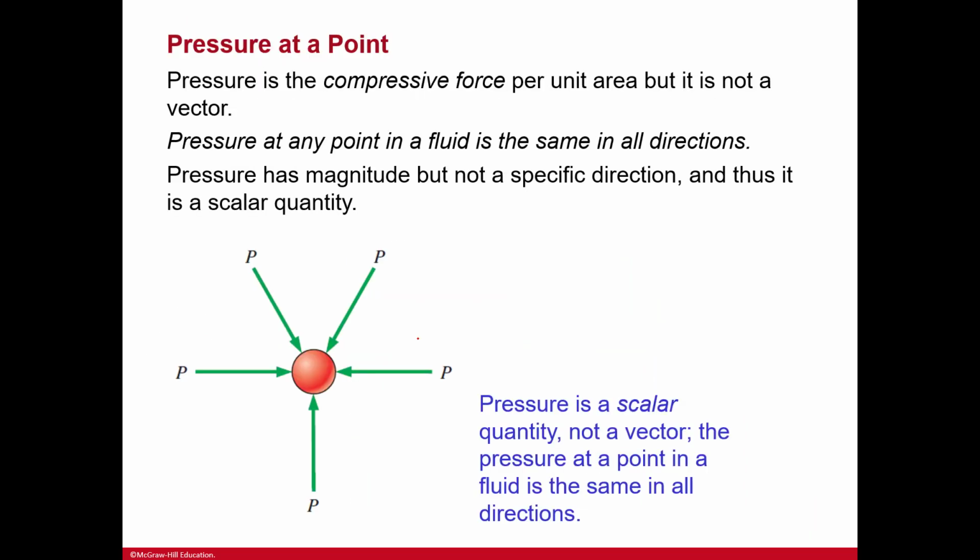So, pressure at a point. Pressure is the compressive force per unit area, but is not a vector. Pressure at any point in a fluid is the same in all directions. Pressure has magnitude, but does not have a specific direction, and thus is a scalar quantity. So what this is saying is that the pressure here is the same as the pressure here, and here, and here, and here.